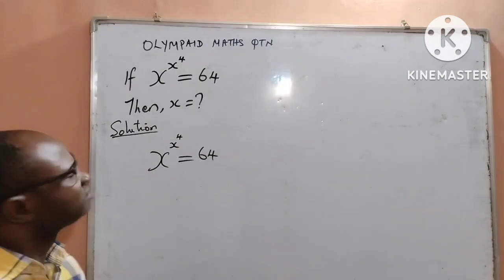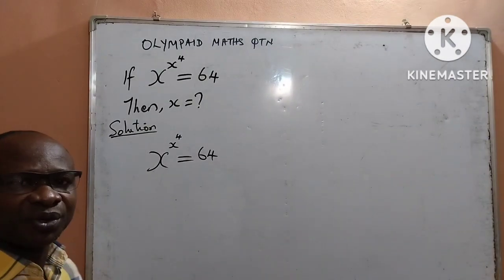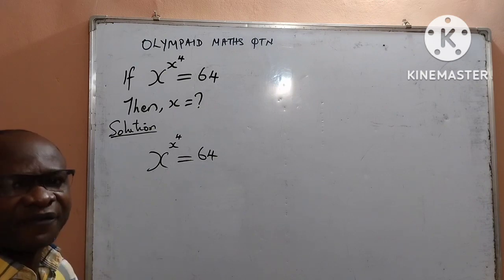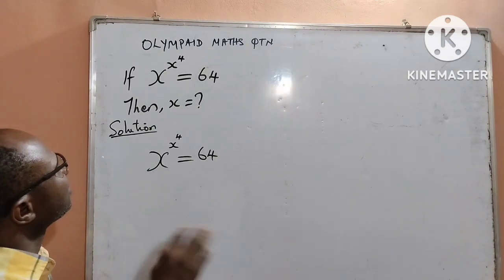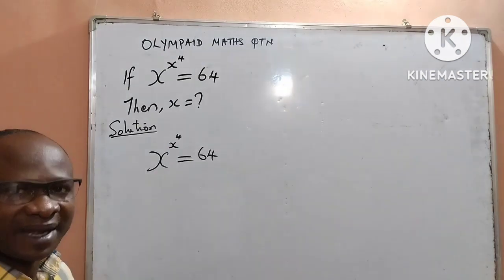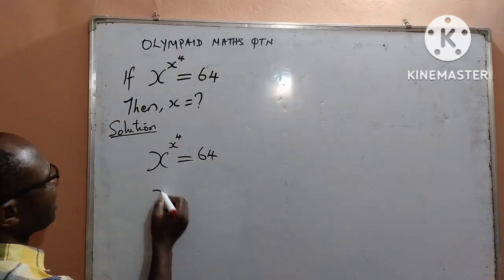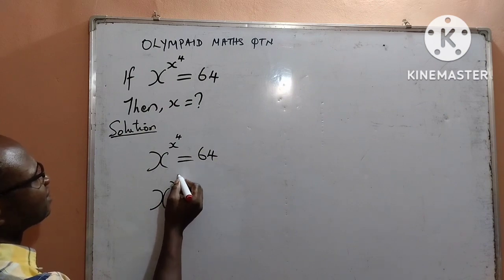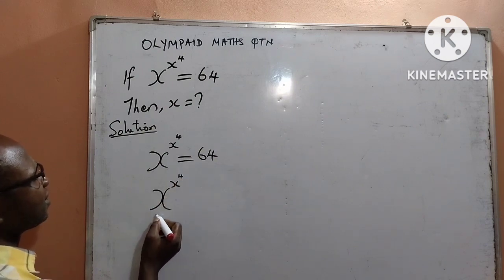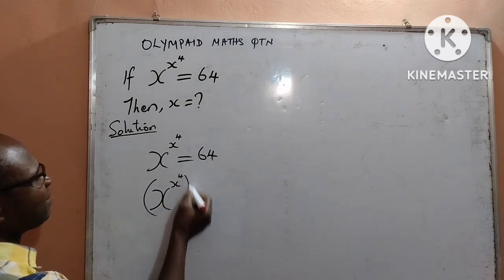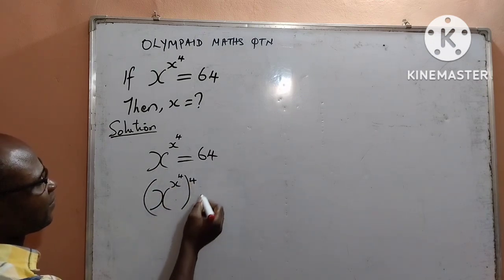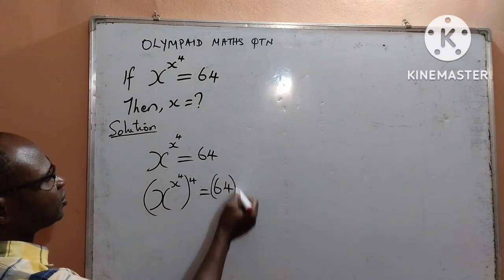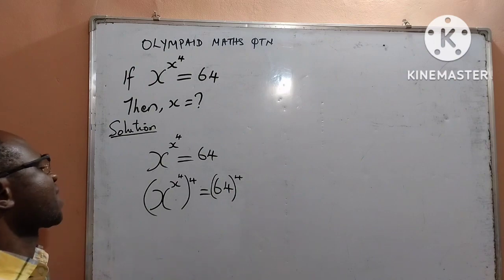To begin this question, I want to multiply both sides by power 4. And that means I shall be having x to the power of x to the power of 4, then multiplied by 4, equal to 64 to the power 4. Very good.